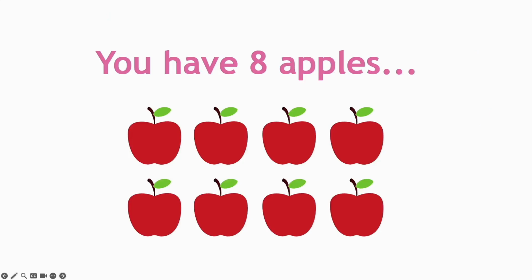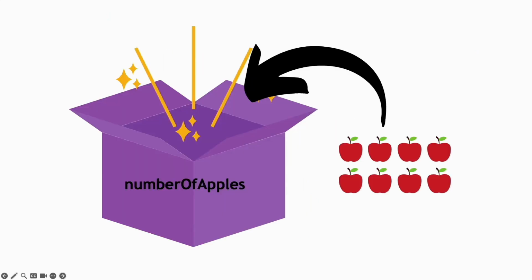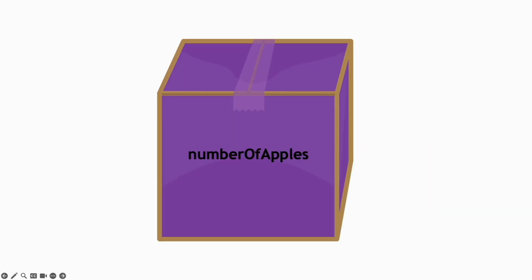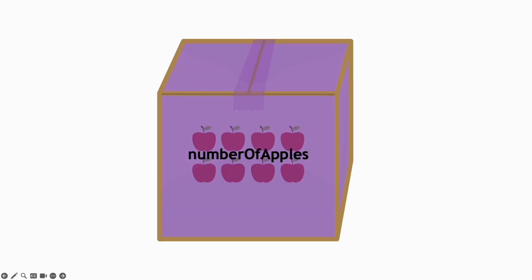Let's go through another example. Say you have 8 apples. If we put those 8 apples inside a box and labeled that box number of apples, our variable would be called number of apples, and our data that our variable contains would be 8 apples. Now we have a box that just says number of apples, but we can see inside the box or the variable there are still 8 apples. That's our data being stored.